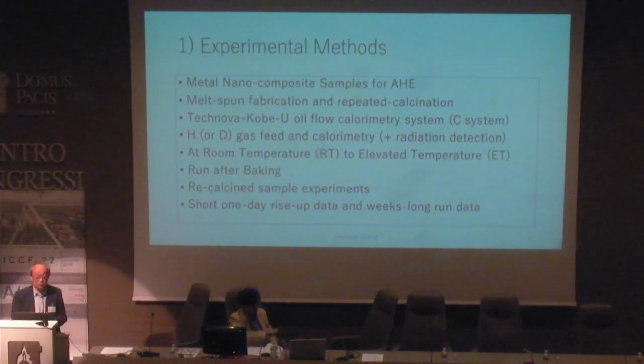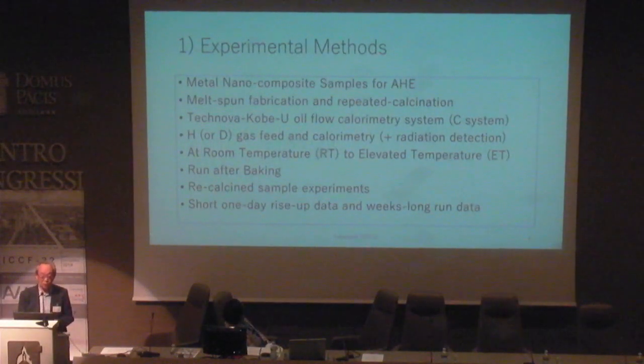So the experimental method is just what we have been using since several years: metal nanocomposite samples for doing anomalous heat effect experiments. These samples are made by so-called melt spun fabrication and then calcination to make nano islands in a sample of ceramics, zirconia. And we made a repeated calcination that had a very good effect for enhancing excess heat power level.